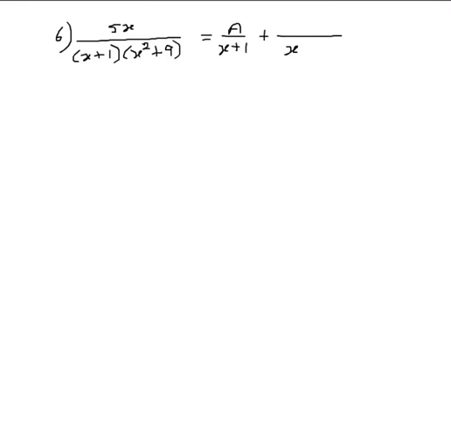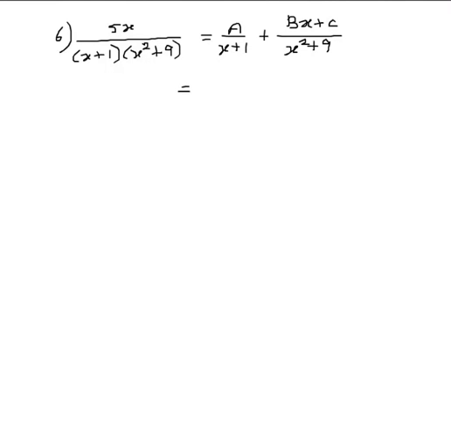Question number 6. We have factors in the denominator, so we are going to use partial fraction method. 5x divided by x plus 1 times x square plus 9. This x square plus 9 cannot be factorized further. Only x square minus 9 can be factorized. This is a proper rational function. A divided by x plus 1 is a linear factor and x square plus 9 is a quadratic factor. We need to write a linear term in the numerator, bx plus c.